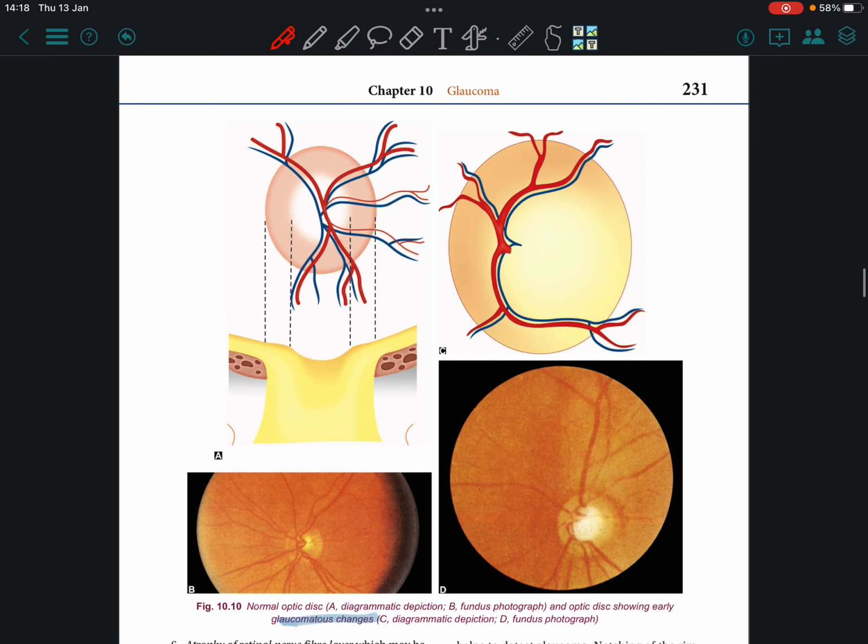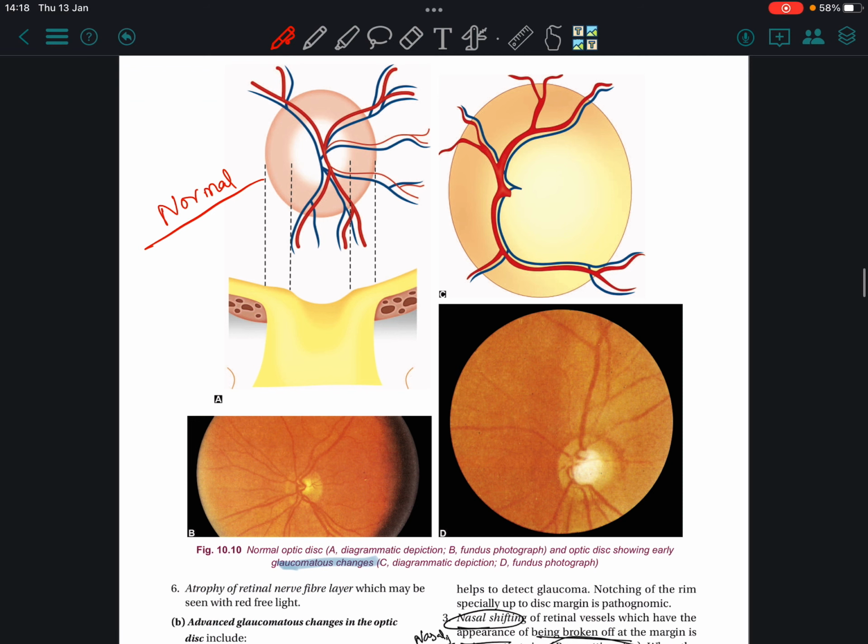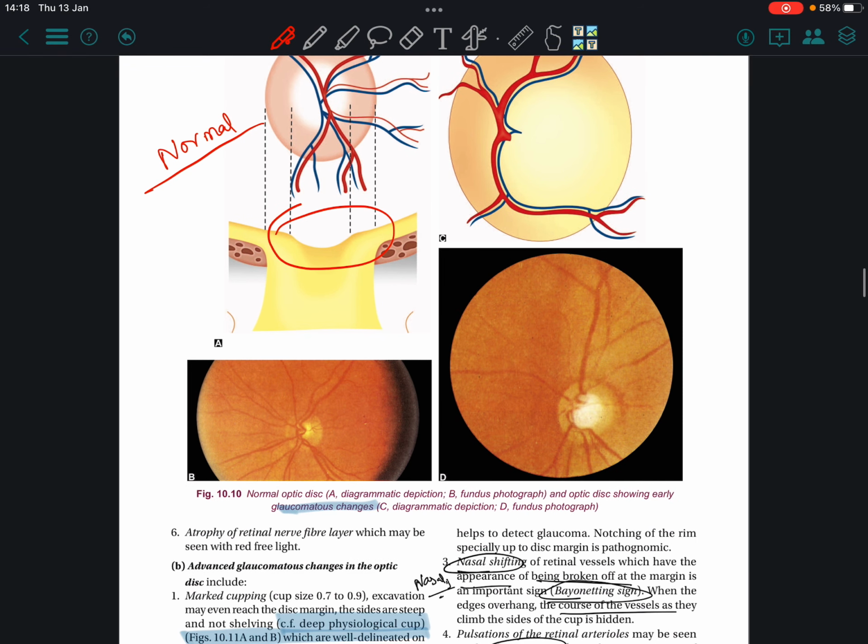Let's see the optic disc changes. Normal optic disc. A, diagrammatic depiction. B, fundus photography. B is optic disc showing early glaucomatous changes.